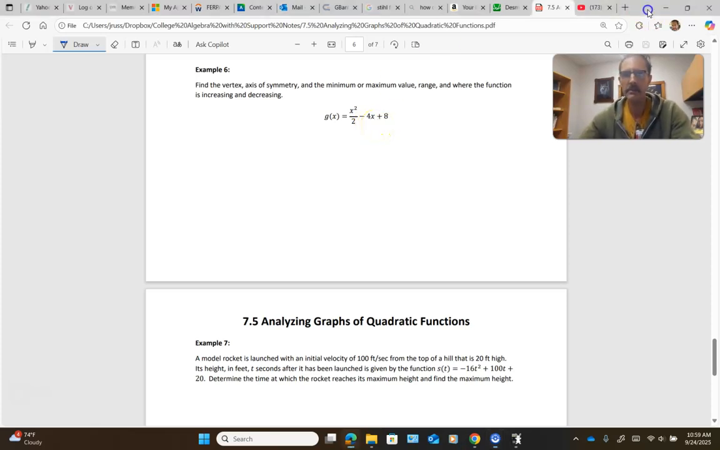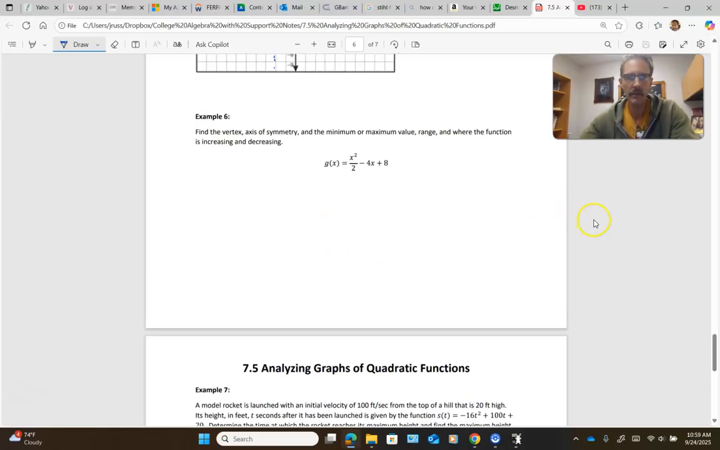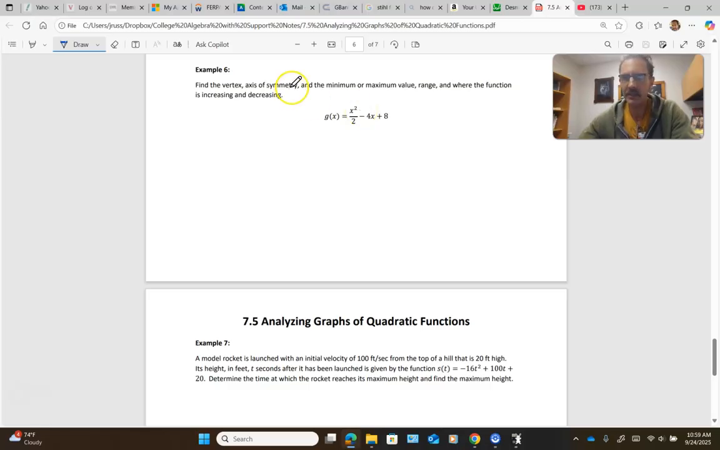Alright, welcome back guys. I'm going to look at these last two examples here. Example 6 is, just like all the others, it does ask us to find the range of this particular function. Okay, and then we're not going to actually have to graph it. Alright, so I'm going to start out in the same way.